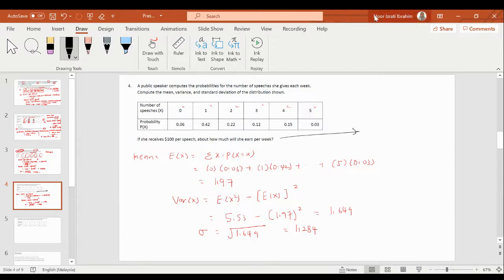And to answer this question: if she received $100 per speech, how much will she receive per week? So we have here the expected number of speeches she gives each week is 1.97. So to get the total that she will earn per week, we have to use E of X, the expected number of speeches given per week, multiplied with $100, which is 1.97 multiplied by 100, that is $197 expected earnings per week.